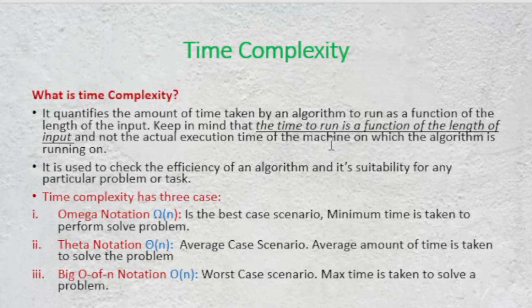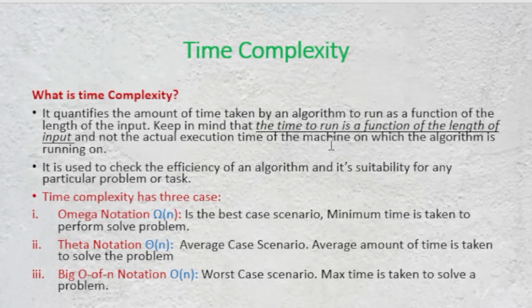Theta notation is used to represent the average case scenario. Like we have an algorithm which is neither good nor bad, right? It's average. It's giving us an average time complexity to solve a particular problem. So we use theta notation to represent the time complexity of that algorithm, right?